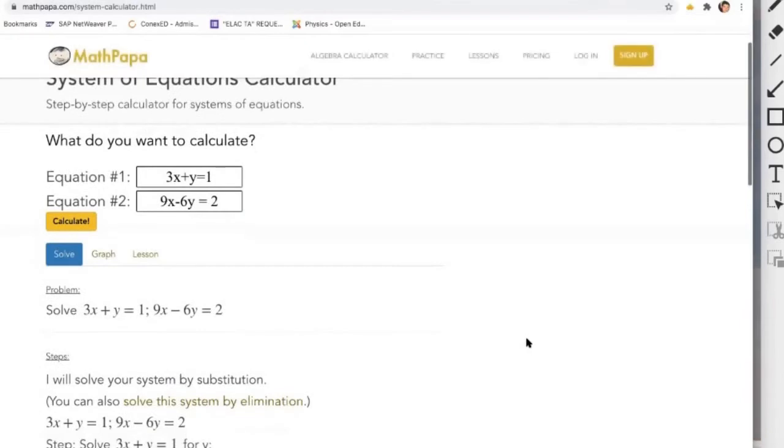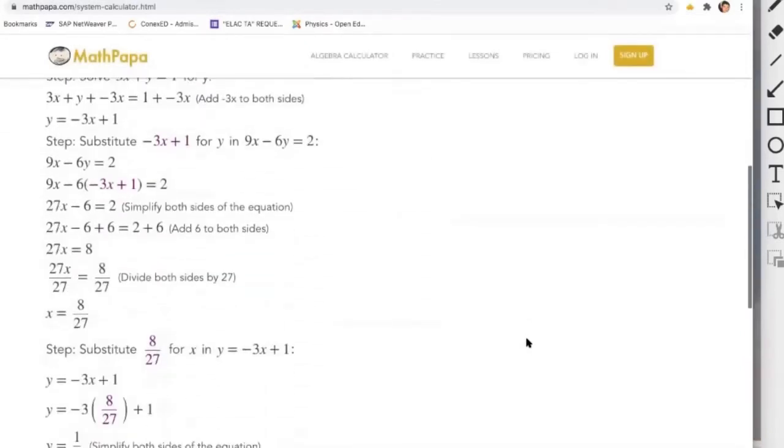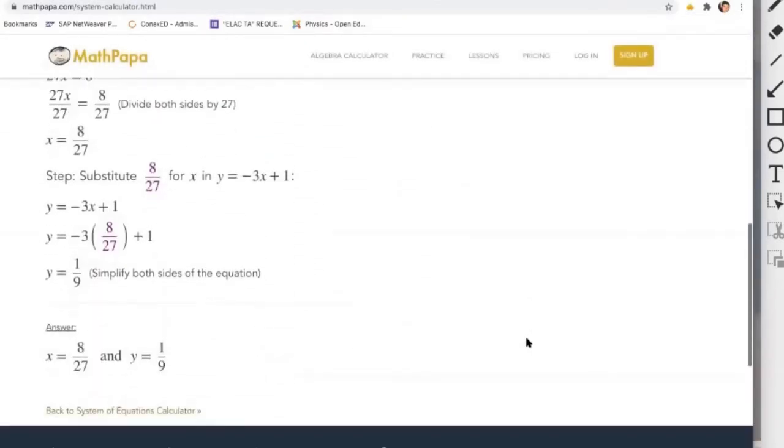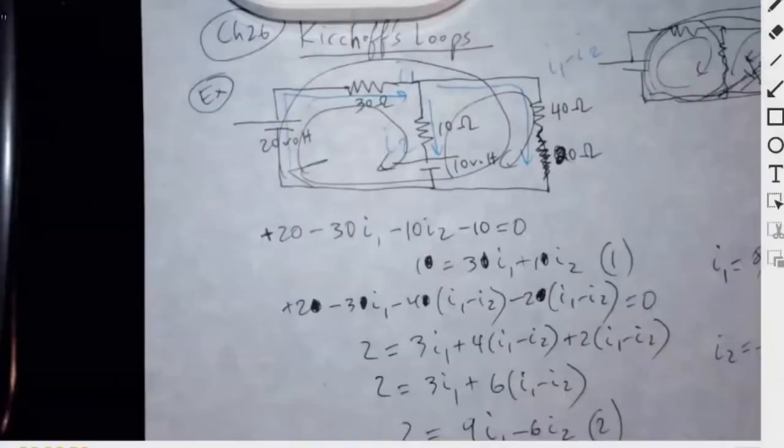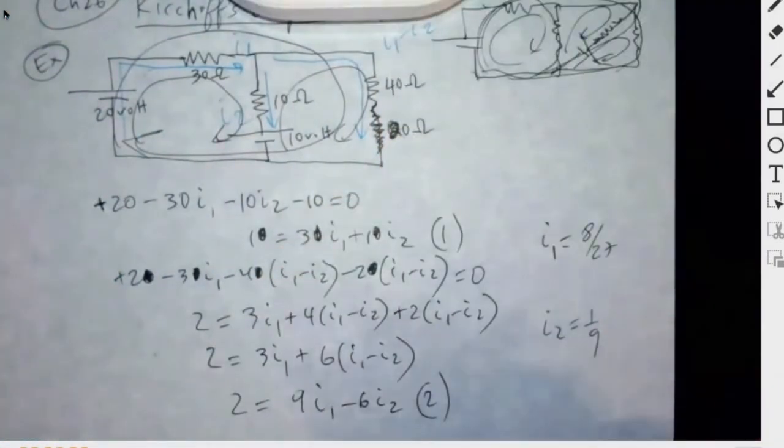I guess it did it. Okay, so I1, what there we called X is I1. So I1 came out 8/27, and I2 came out 1/9. So I1 is 8/27, so what is that?